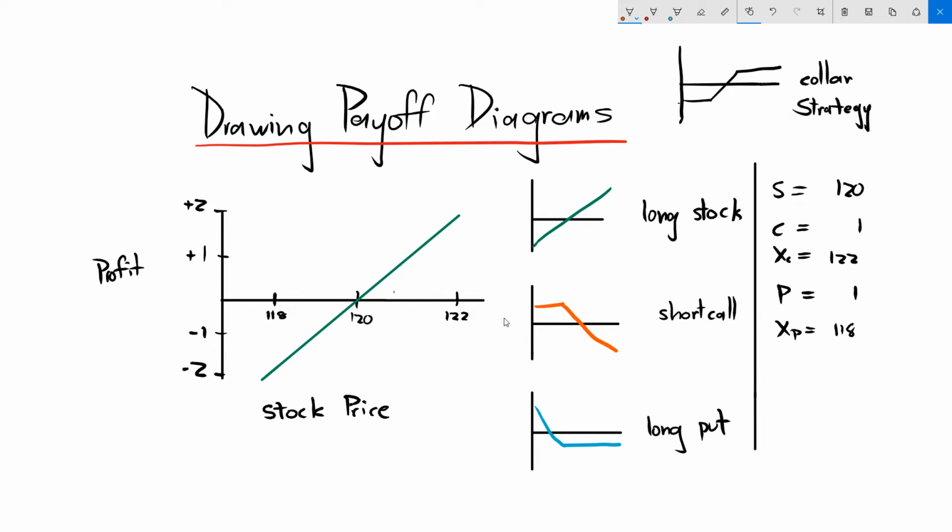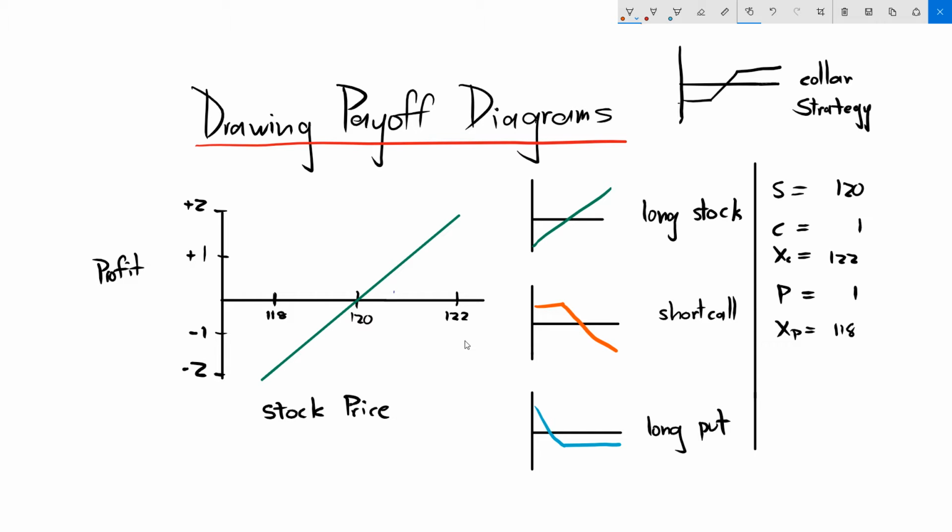This here is a payoff diagram. You have your stock price on your x-axis, and you have your profit, the amount of money you make, on your y-axis. And you can see here that the scale is a little bit unusual, but that's fine. It's just a way to visualize whether you're making money or not.